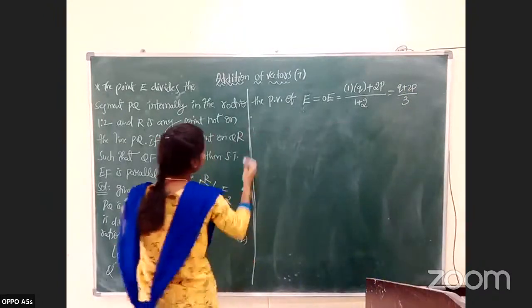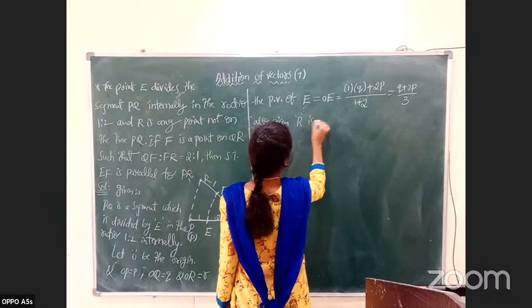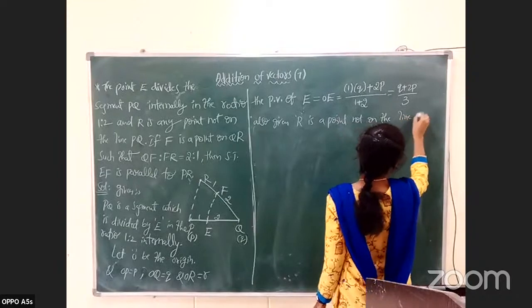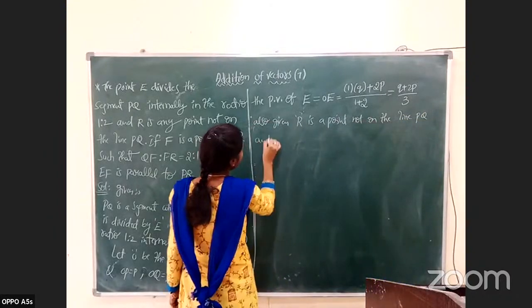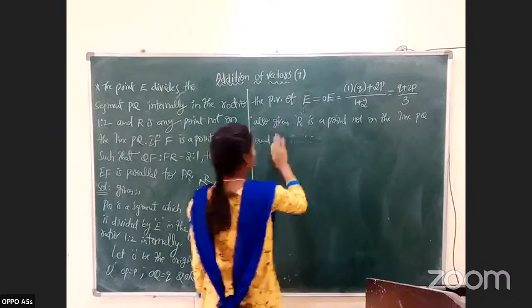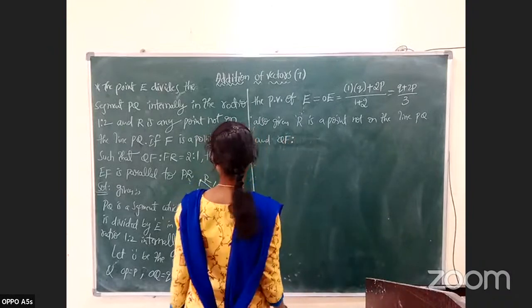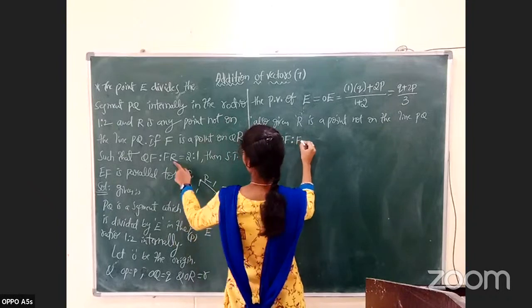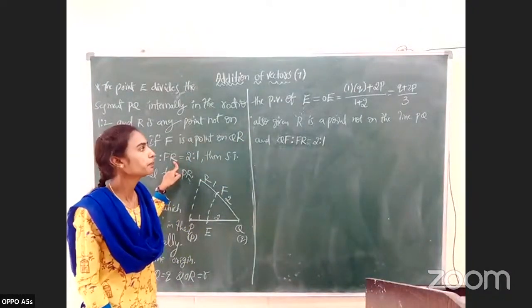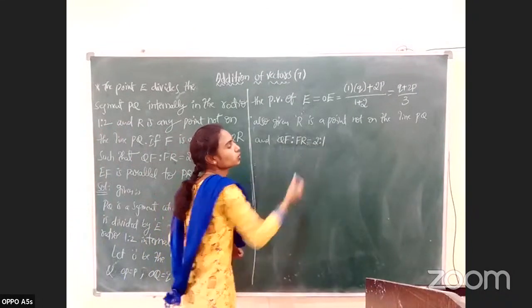And also given, R is a point not on the line PQ, and QF is to FR is equal to 2 is to 1. That means F divides QR in the ratio 2 is to 1.